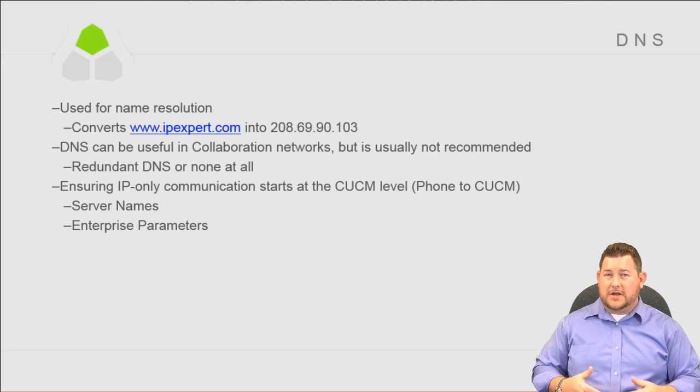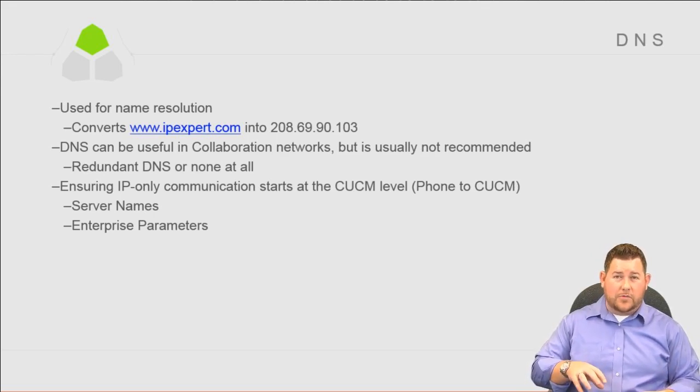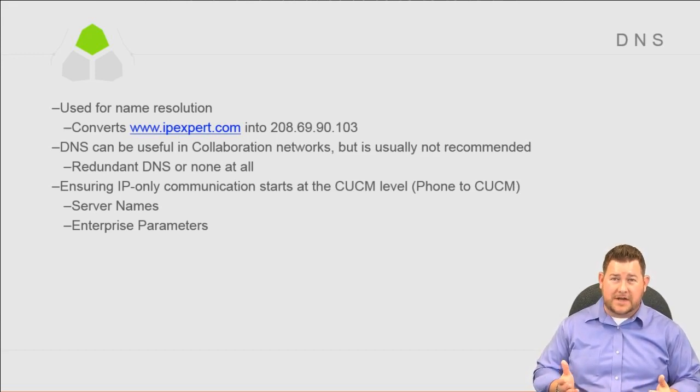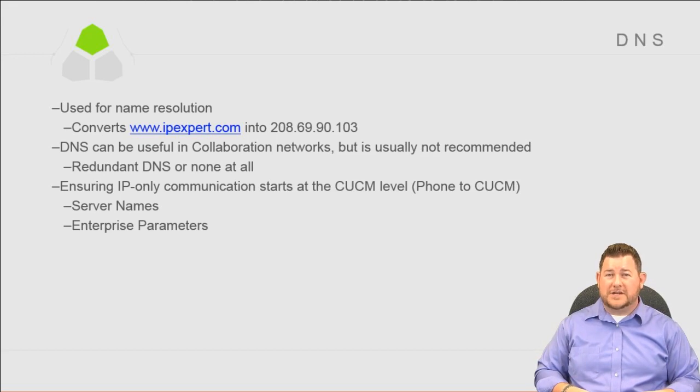So if you want to do the IP only type of thing and use IP communication from your phone to your cluster, it's important then to set your service parameters and enterprise parameters as such to allow your phone to communicate with the server using only the IP address. And it's not just the enterprise parameters, it's also the server name. So if you have a server name defined as HQ-pub, for example, you might want to just change that to the 10.10.13.11 address that we're using for that. That way your communication can for sure 100% happen at the IP level if you don't have DNS in your network.